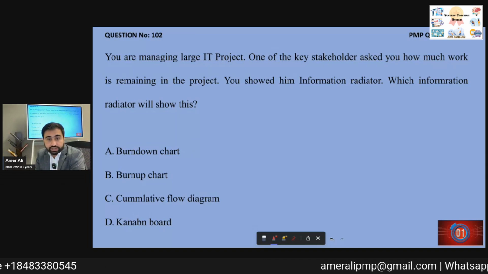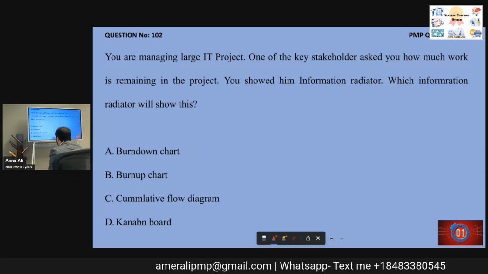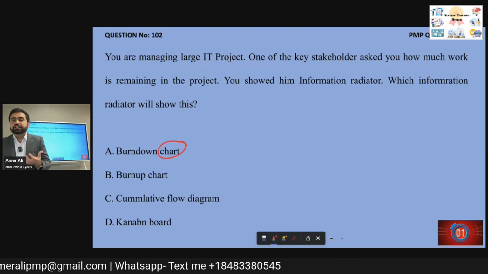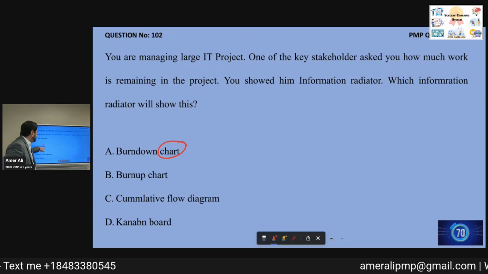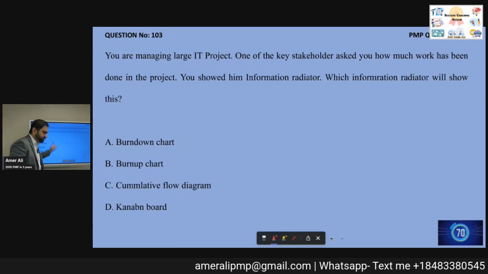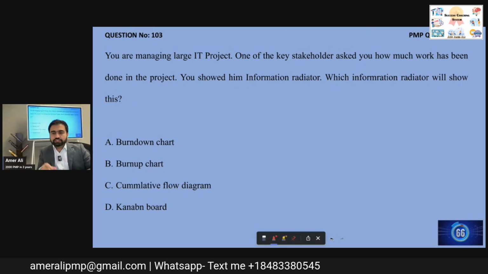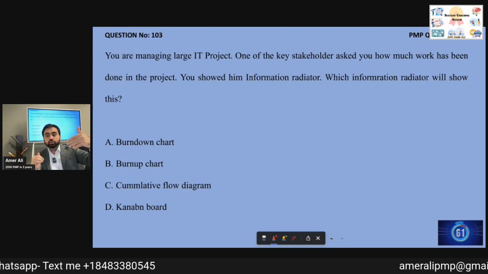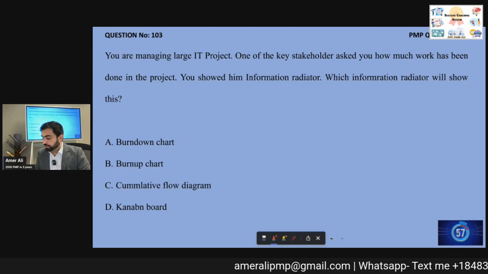Okay, you are managing an IT project. How much work is remaining? So when we talk about remaining work, burn down chart. So these keywords will immediately give you your answer, right? Burn down chart. Next question. Actually, let me finish these information radiator questions. What I'm going to do is make a burn up, burn down chart for you, and show you how things will work if you add scope.